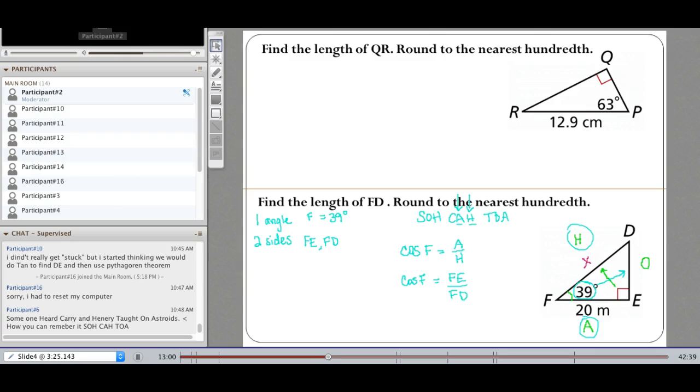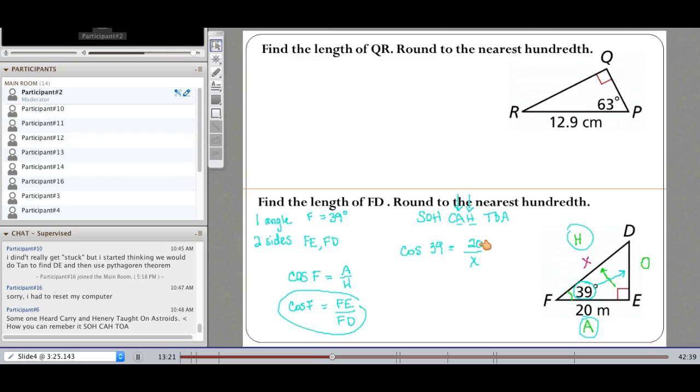Let me move this stuff over so I have some room. Now I'm going to plug everything into this. I'm going to put in my numbers. I know angle F is 39. I know FE is 20. And I know FD is what I'm looking for, so I'm going to put an X there.